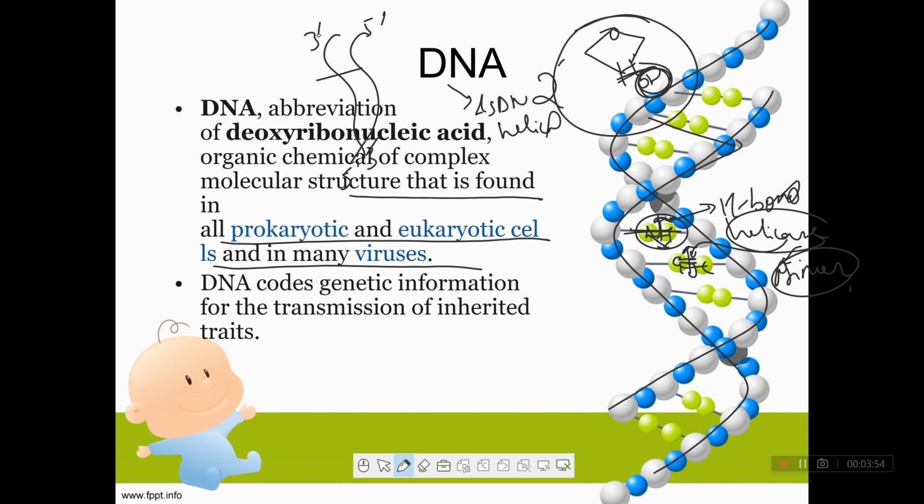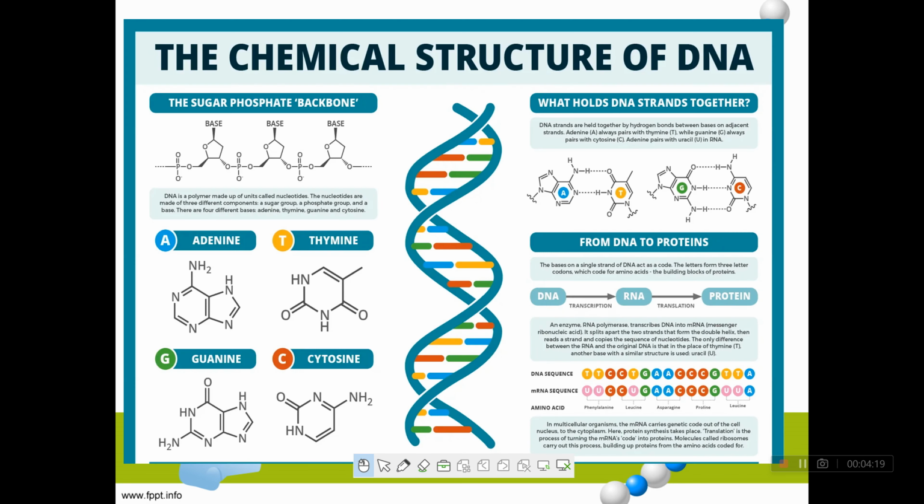Primer is formed by the primase enzyme. After formation of the primer, DNA polymerase comes and binds with this primer, and replication takes place in the 5' to 3' direction. This is the process of replication, by which a new DNA strand is synthesized. After replication, transcription takes place, and after transcription, translation takes place.